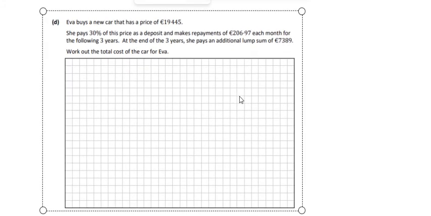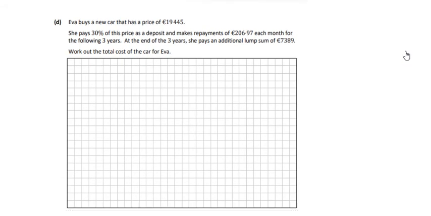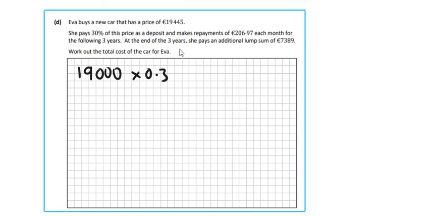Eva buys a new car that has a price of 19,445. She pays 30% of this price as deposit. So we have to work out the value of the car really. So we do 19,445, and she pays 30% of this price as a deposit. So you can times that by 0.3 or times it by 30 over 100. And that will be the price of the deposit.